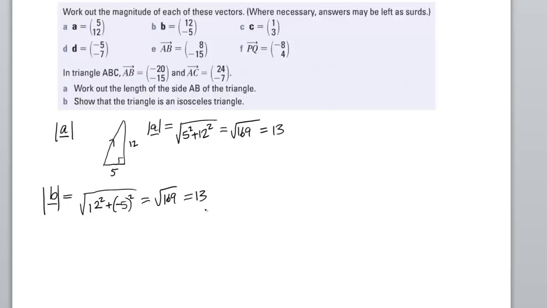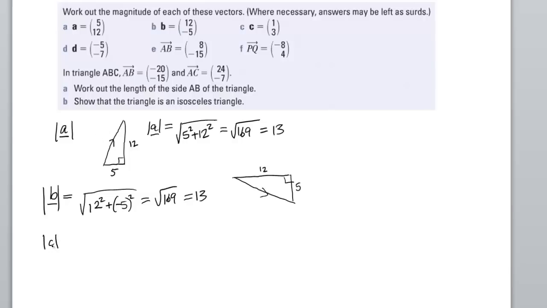which is also 13. If we drew the diagram, it represents a horizontal move of 12 and a vertical move of 5. So, regardless of the rubbish drawing, that magnitude is the same as this magnitude over here.